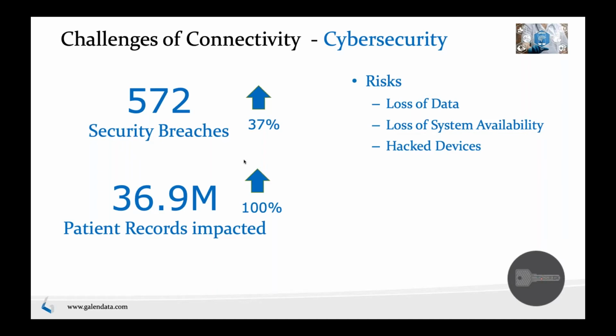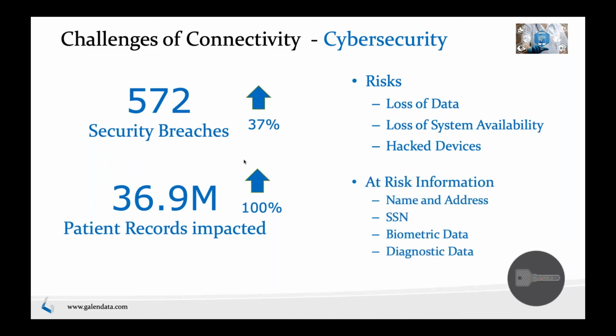Most at-risk information generally is, and this is based on the black market value of this kind of information, names and addresses, social security numbers, biometric data, and diagnostic data, specifically diagnostic images, which are high value. So if you have that kind of data, cybersecurity risks are pretty high.